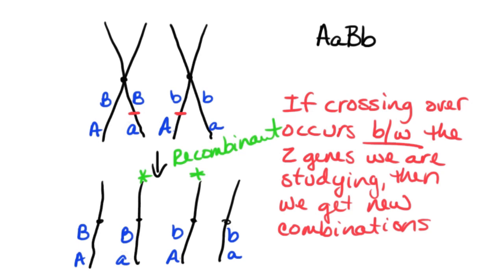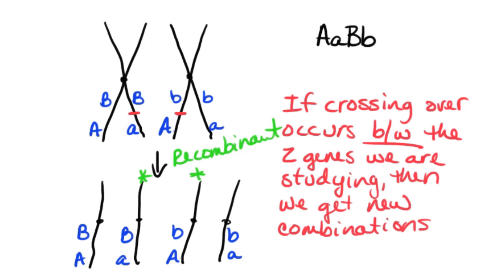If they're located very close together on the same chromosome, then we don't get very much crossing over between them. If they're located further apart, then we have a greater chance that there will be a crossover there, and then we would expect the frequency of these to actually increase and go up.